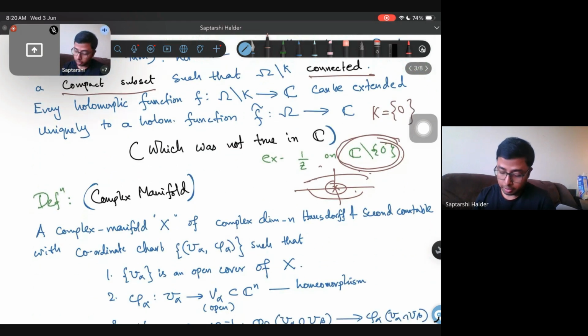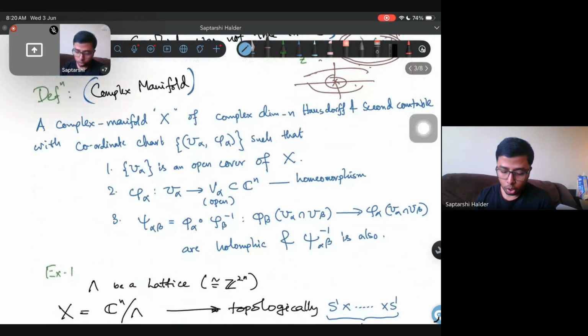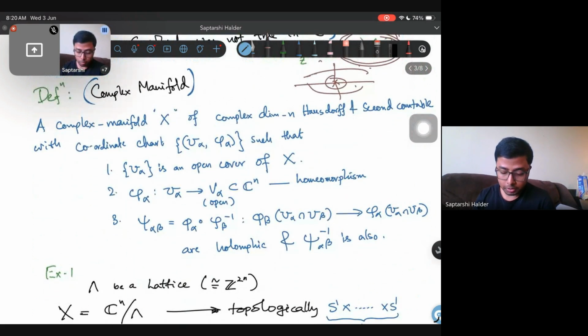Okay. Let me proceed to the definition of a complex manifold. So a complex manifold X of complex dimension n, remember this thing, complex dimension n means it should be a subset of Cn. Okay, it should be a subset of Cn.